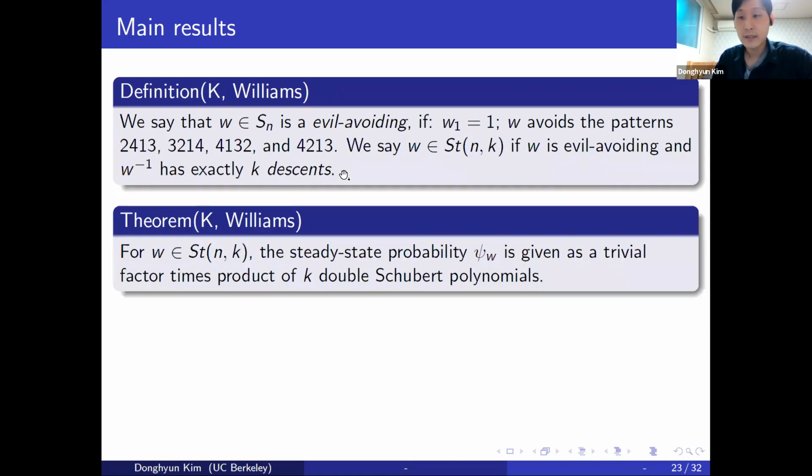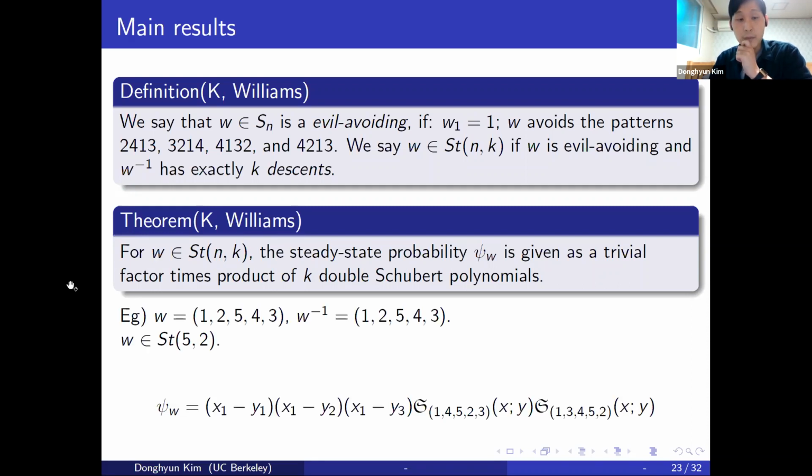And we showed that if W is in ST(n,k), then the steady state probability psi of W is given as a trivial factor times a product of k double Schubert polynomials. And I want to say what the trivial factor is, but there is a simple combinatorial way to read off the trivial factor by looking at W.